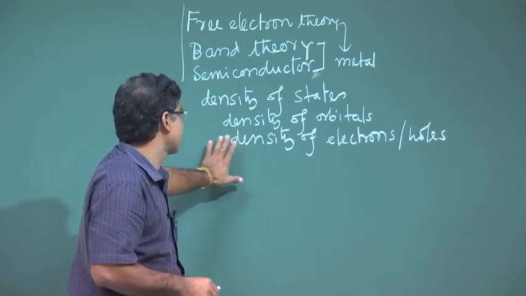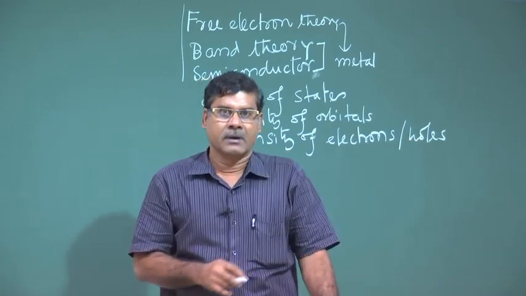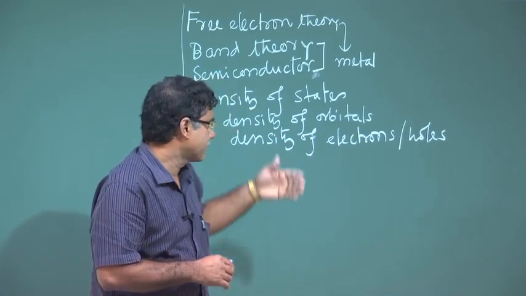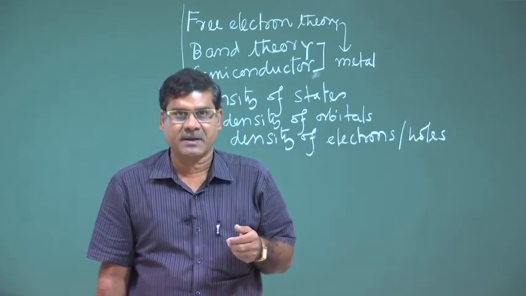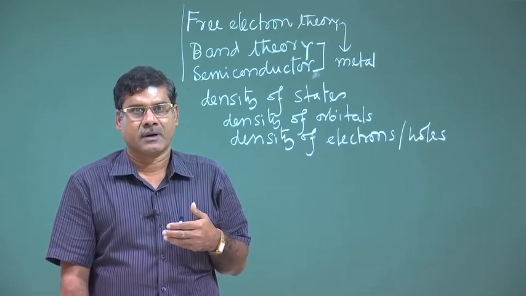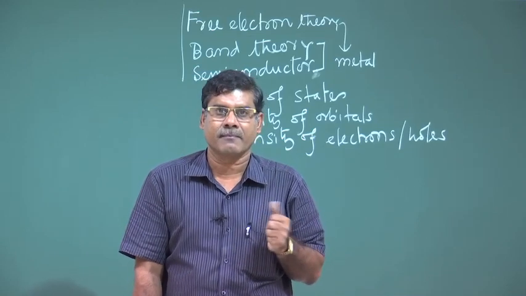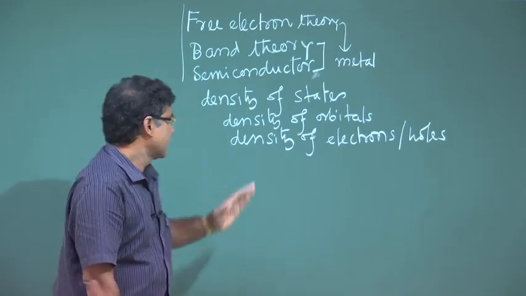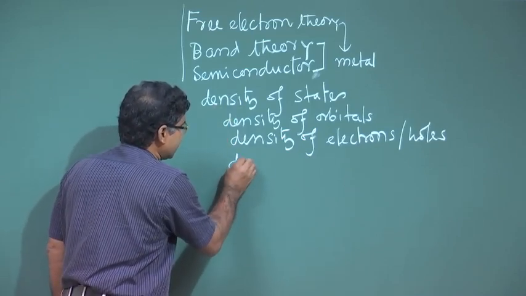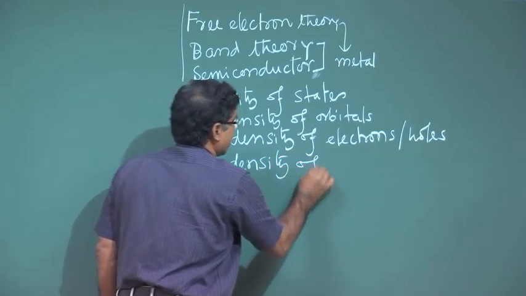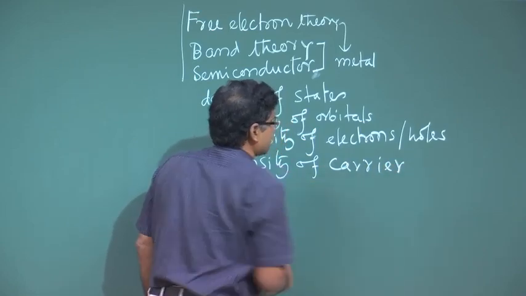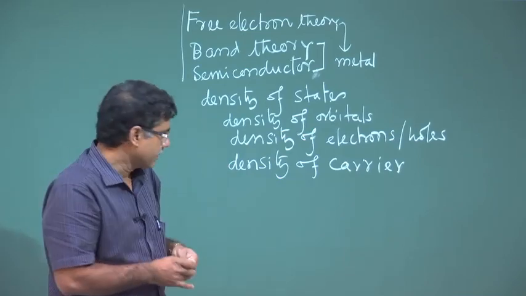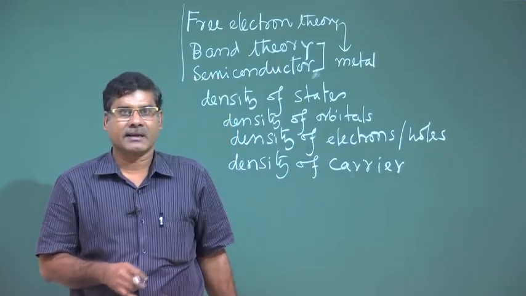So whatever density of states or density of electrons or holes we try to find out, that is not all electrons, that is basically the electrons or holes which participate in transport, which act as a carrier of something, either carrier of electricity or carrier of thermal energy, etcetera. So it is better to say density of carrier. Carrier can be either electron or holes because they participate in conduction, either thermal conduction or electrical conduction, but mainly we are interested in electrical conduction, right.